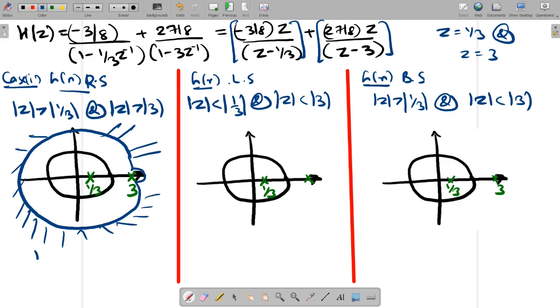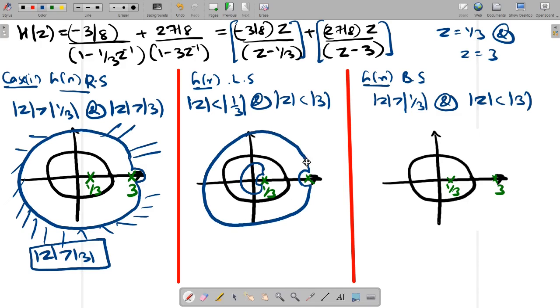So what is final ROC? Mod z is more than 3. What about this? Mod z is less than 1 by 3. Less than means over here. And mod z is less than 3. Less than 3 means like this. Okay, so what is the intersection of both? It is just this part over here. And what about this? Mod z is more than 1 by 3 means it is like this, and less than 3 means it is like this. So what is the intersection? It is this part over here.